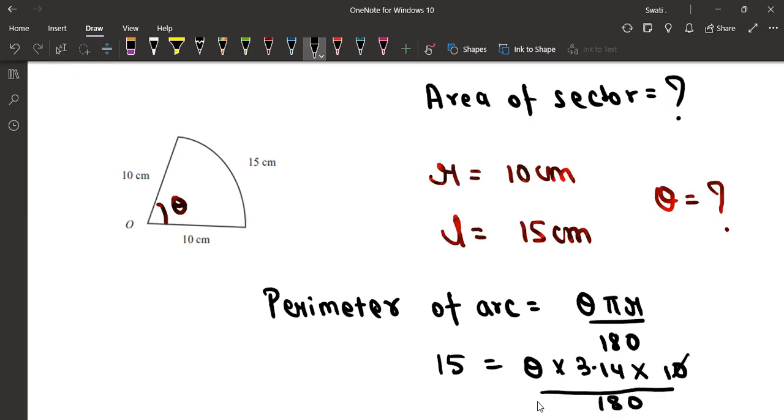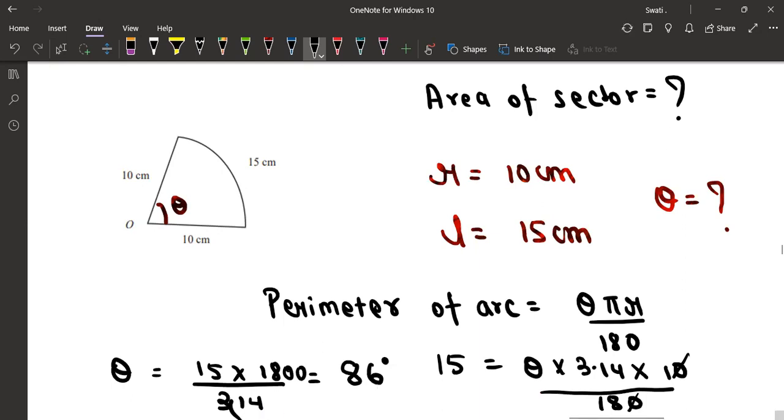So, of course, I'll cancel this and this. So what is the value of theta? The value of theta will become 15. 18 will get multiplied and 3.14 will go in the denominator. So this is the value of theta. If you simplify this, it will become this. If I solve 15 times 1800, what is 15 times 1800? 27,000, and then divided by 314. The answer is coming 85.98. So I'll consider that as 86 degree approximately.